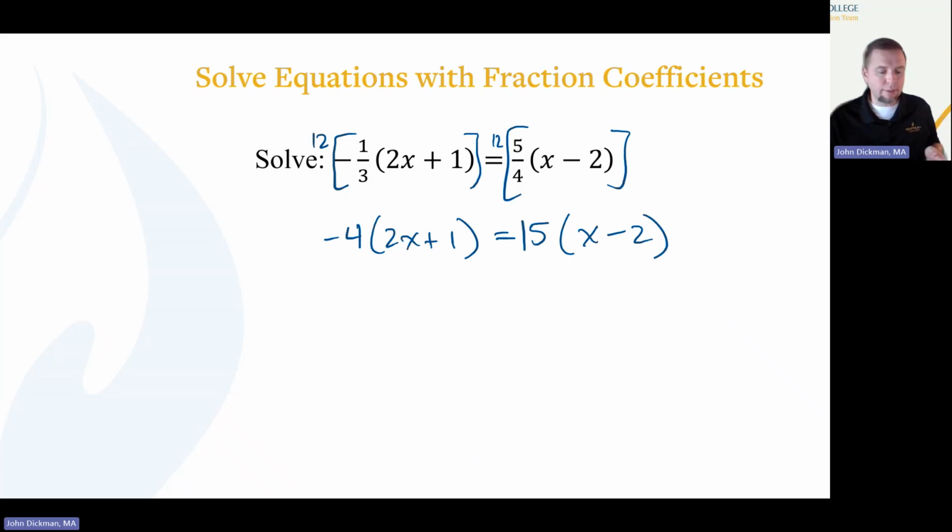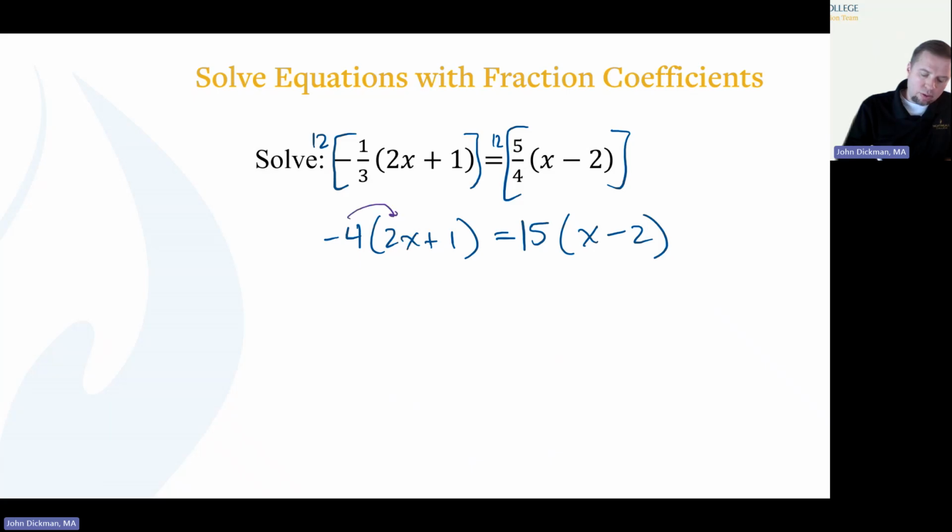Okay, I'm going to do it one more time. I have 12 divided by 4, which is 3, times 5, which gives me 15. Whew, I did it. So now I can go ahead and tackle this problem like I would any other.